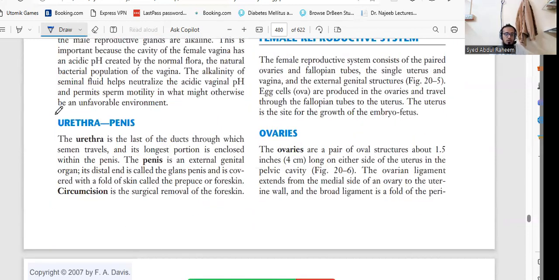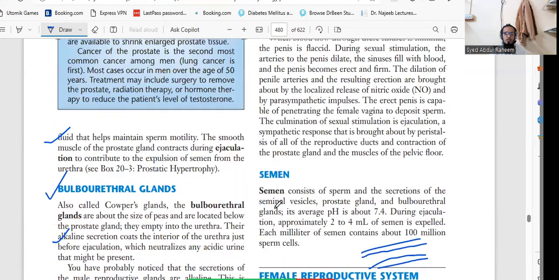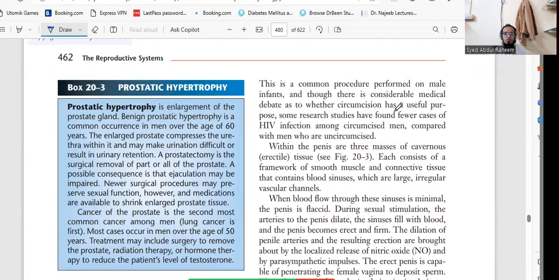Now we'll talk about the urethra and penis. The urethra is the last of the ducts through which semen travels, and its longest portion is included within the penis. The penis is an external genital organ. Its distal end is called the glans penis and is covered with a fold of skin called the prepuce, or foreskin. Circumcision is the circular removal of the foreskin. This is a common procedure performed on male infants, though there is considerable medical debate as to whether circumcision has a helpful purpose. Some research studies have found fewer cases of HIV infection among circumcised men compared with uncircumcised men.